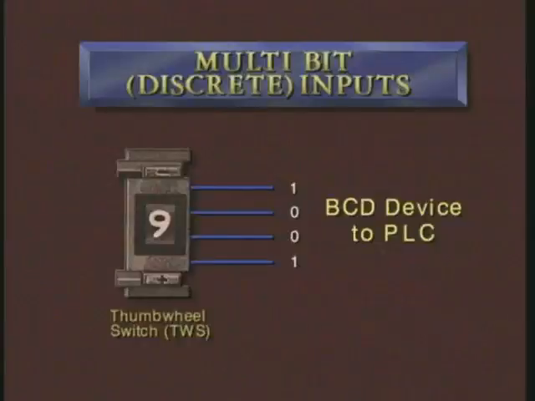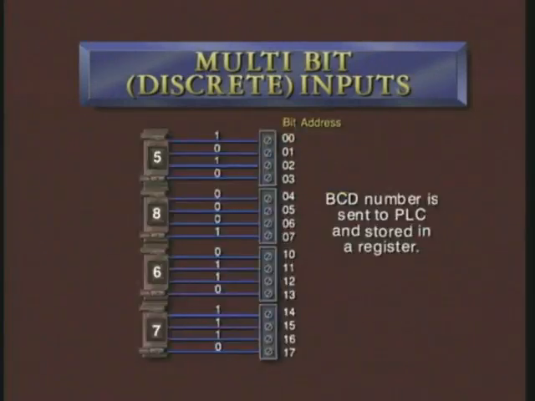However, for input devices such as thumb wheel switches, which exhibit a multi-bit discrete configuration, the input modules may be different. For instance, we can recall that a BCD number coming from a thumb wheel switch is passed to PLC inputs via 4 wires. If we have 4 thumb wheel switches, which are very commonly used, we would connect all 16 input wires to what is called a register or word input module.